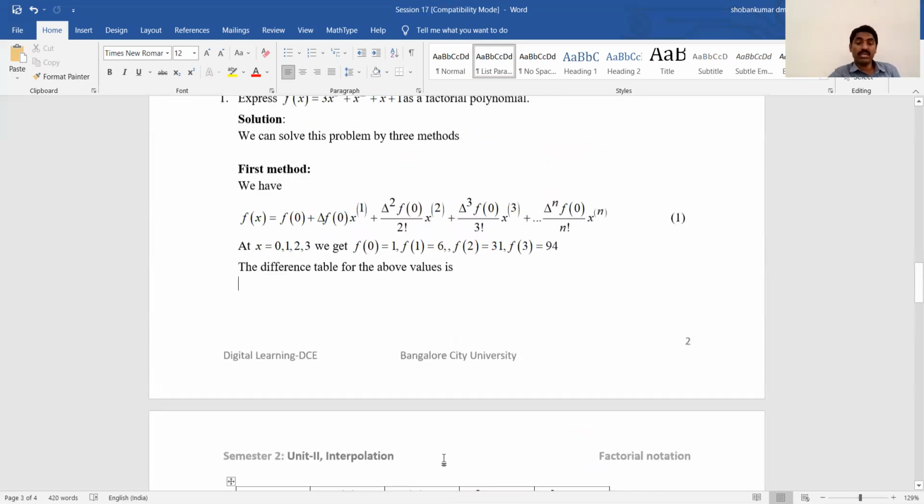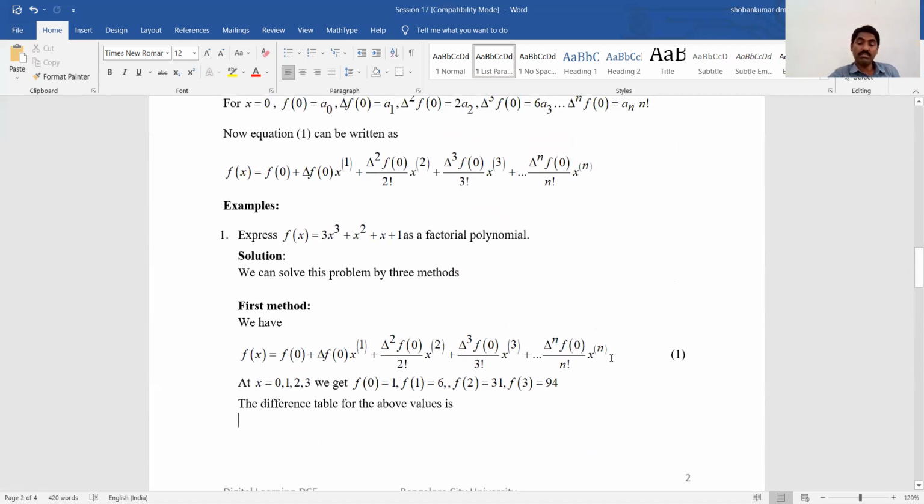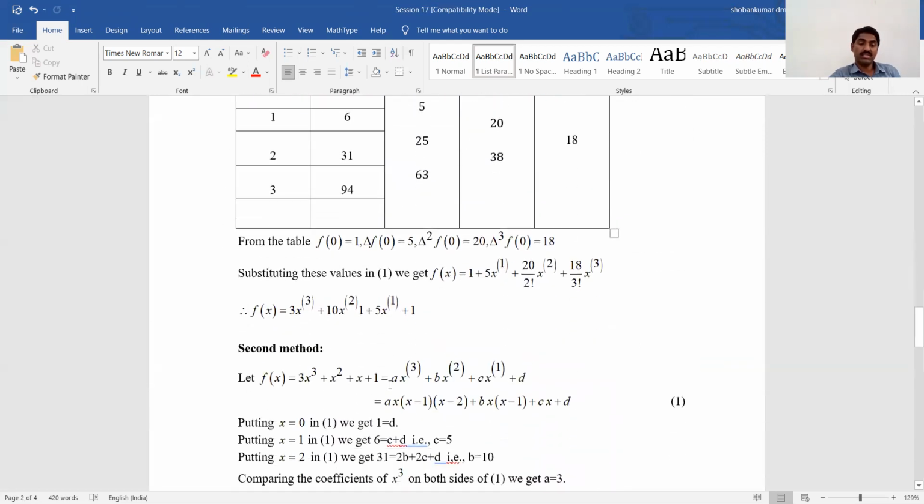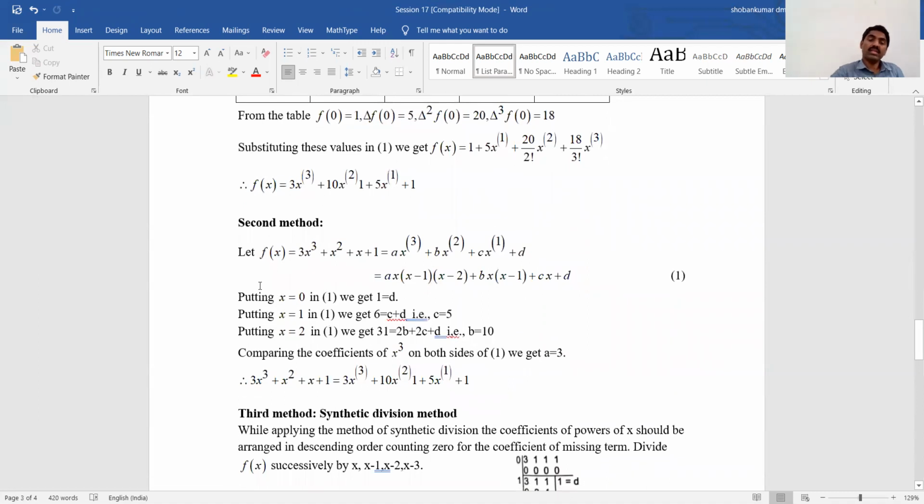Here you should remember this formula. This is very, very important. Whenever we apply the forward difference method, it is very simple. And the second method: f of x, you can write the given polynomial.